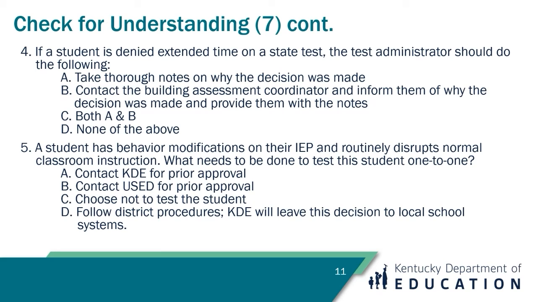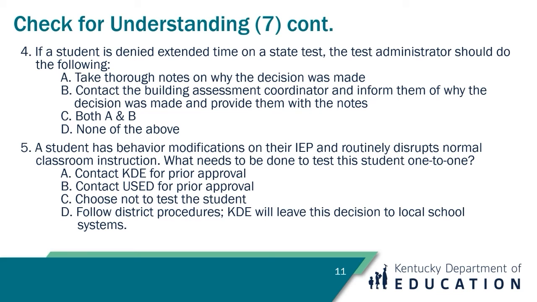Number 4, if a student is denied extended time on a state test, the test administrator should do the following. A, take thorough notes on why the decision was made. B, contact the building assessment coordinator and inform them of why the decision was made and provide them with the notes. C, both A and B. D, none of the above. The answer is C. The test administrator should take thorough notes on why that decision was made and provide those notes and notification as soon as possible to the building assessment coordinator for proper documentation.